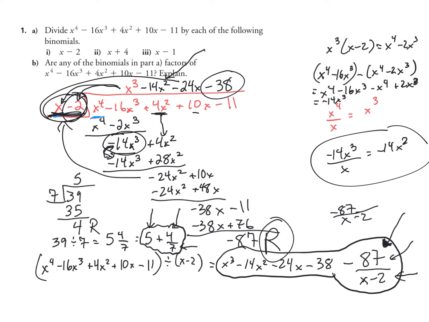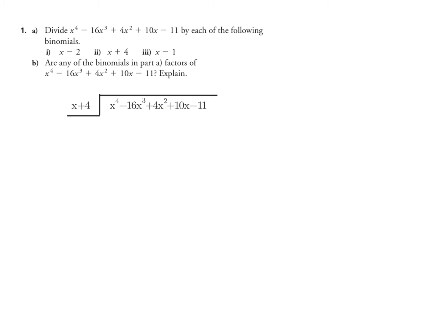All right, let's do the second part. See if I can make this one nicer. So we're going to start off: x to the 4 divided by x is x to the 3. Take x to the 3 and multiply by x plus 4. So you're going to get x to the power of 4 plus 4x to the 3.